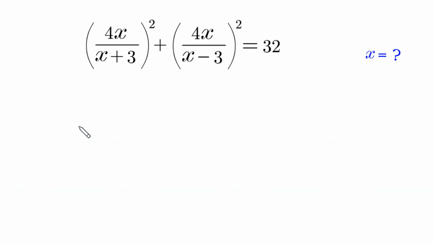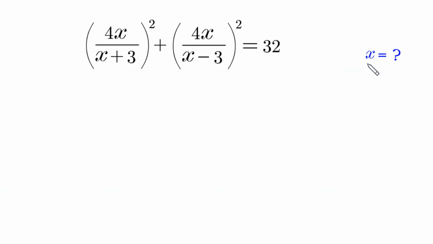Hello everyone, you are welcome to how to solve this very nice algebra equation. (4x over x plus 3) whole squared plus (4x over x minus 3) whole squared is equal to 32. We need to find all possible values of x.